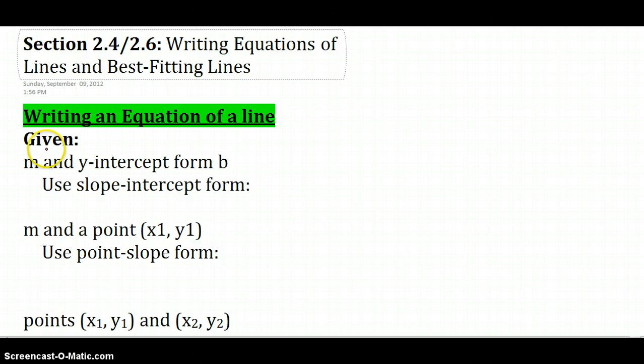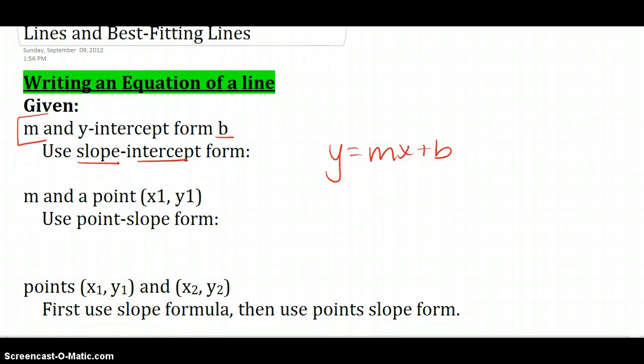First off, you could be given the m, which is the slope, and the y-intercept, which is b. If they give you the slope and the y-intercept, you should use slope-intercept form, which is y equals mx plus b. So again, if they give you the slope and the intercept, you should use slope-intercept form. I hope you're getting that the name kind of hints at what you should use here.